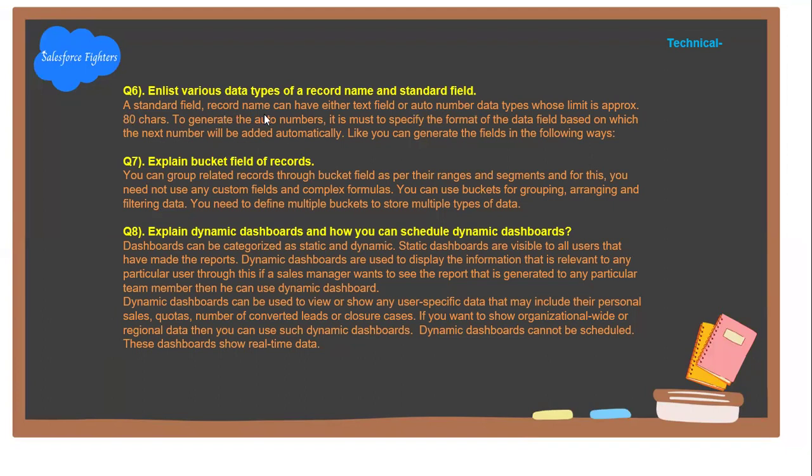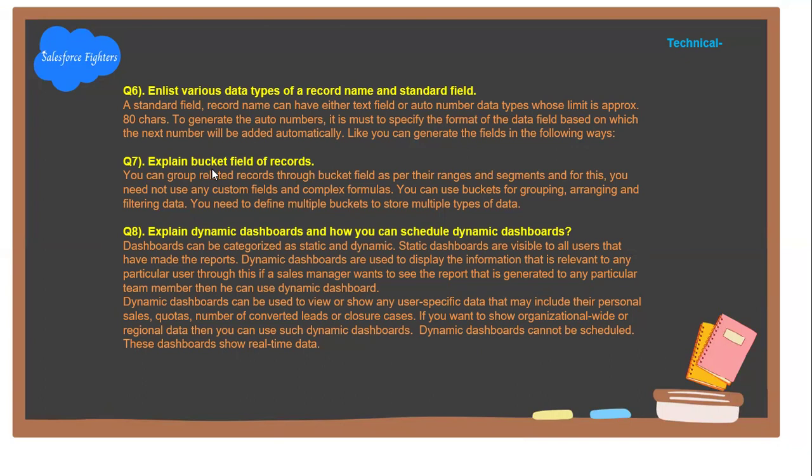Next question. Enlist various data types of the record name in standard fields. Standard field record names can have either text fields or auto number data types whose limit is approximately 80 characters. To generate the auto numbers, it is a must to specify the format of the data field, based on which the next number will be added automatically. Like you can generate the fields in the following way.